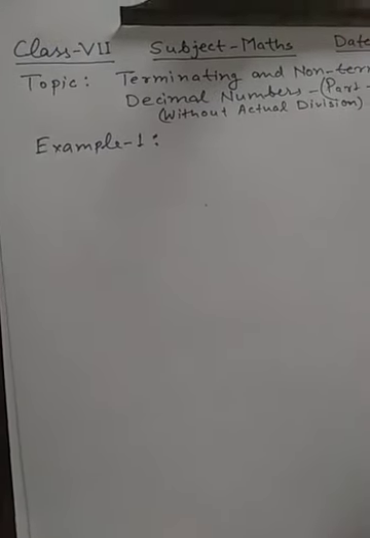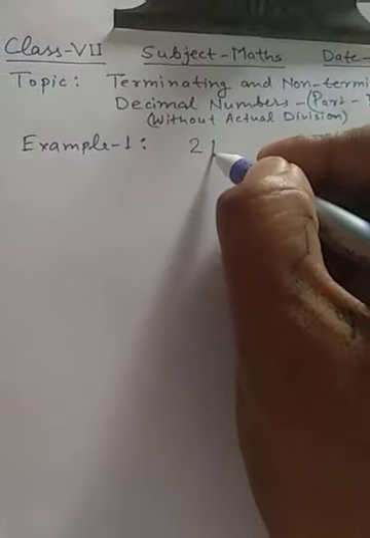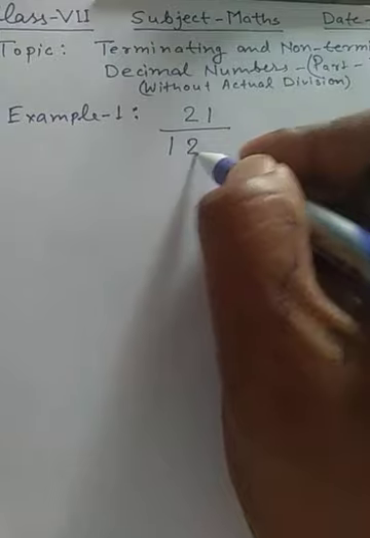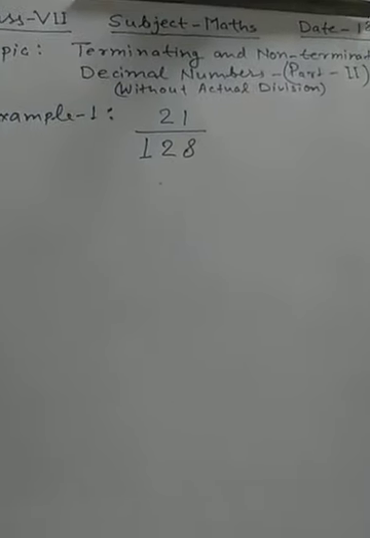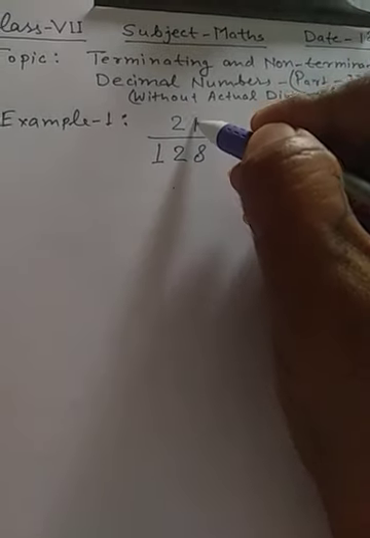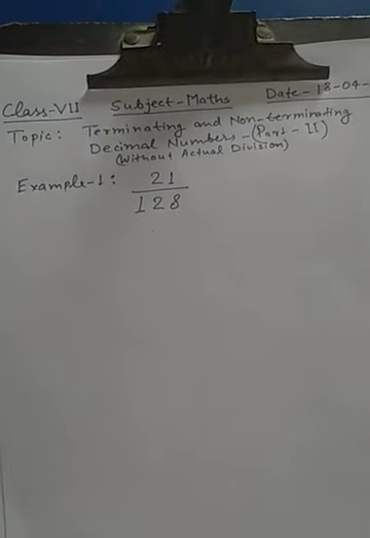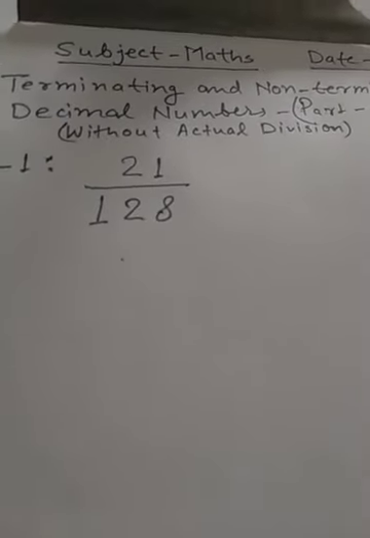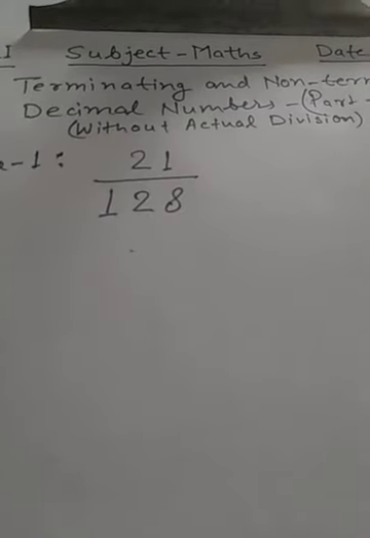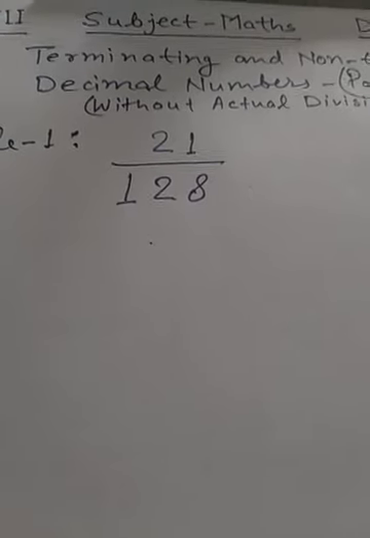Students, I am taking here an example, 21 by 128. In 21 by 128, I have to check whether this number is terminating or non-terminating. We have to check 21 by 128. First, we have to reduce it if it is reducible.